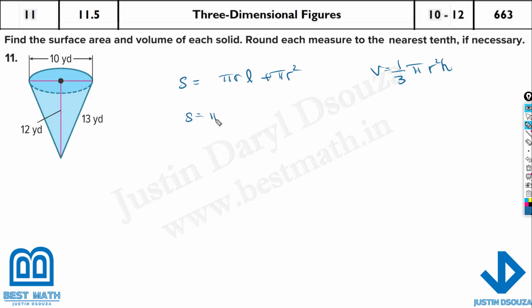Now let's substitute. Pi r is given as, see, the diameter is 10. What is the radius? It will be 5 times L is the slant length, that is 13, plus pi into 5 squared. What about the volume? It's 1/3 pi. R is 5 squared times H is the vertical height, that is 12. You just put in the calculators and you will get the answers. Here these are simple. Why? Because there is no need of finding the P value or B value. It's directly the formula and substitution.